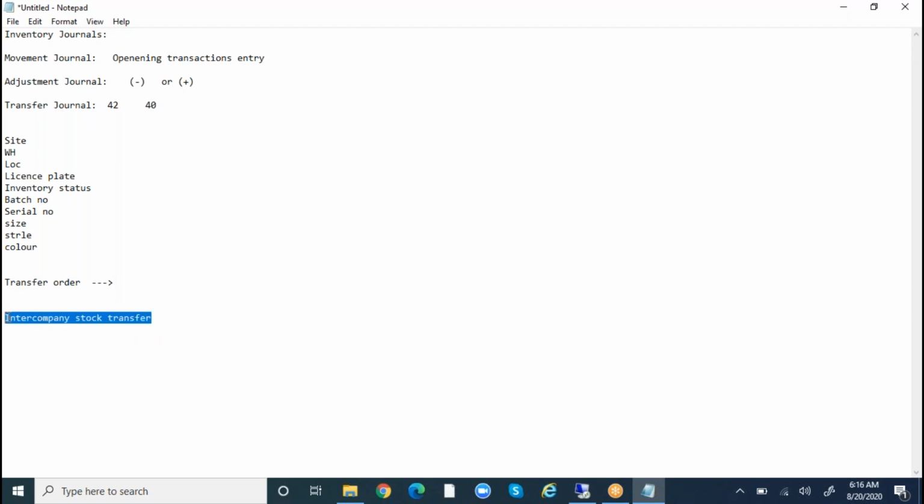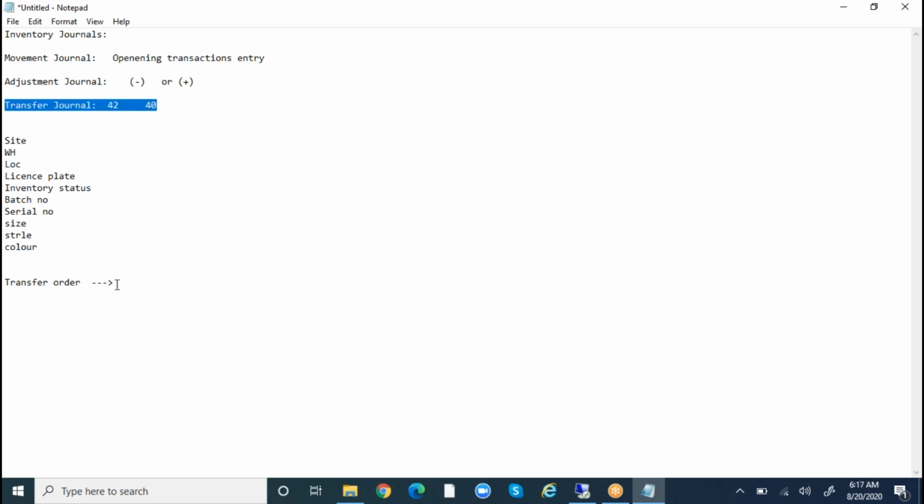Like intercompany stock transfer means if you are selling one item and receiving the item, and the purchasing company is also your company. That means if you are transferring from one legal entity to another legal entity, as a purchase and sales, then we will use intercompany stock transfer. Okay, this topic you will understand after some time, not now. But you need to compare these two.